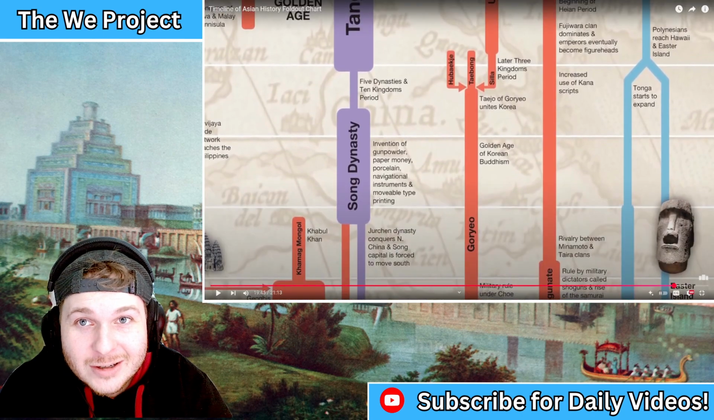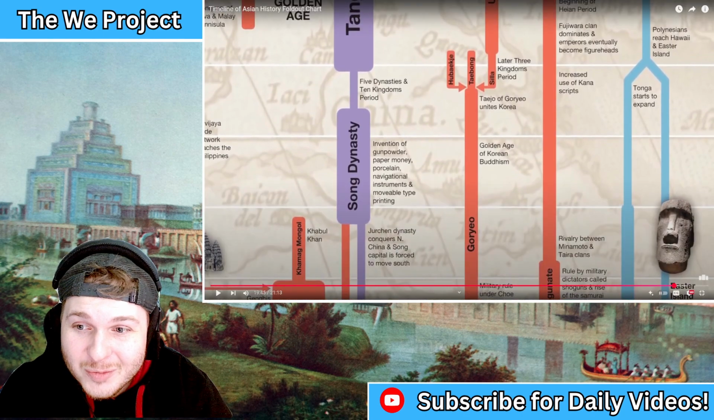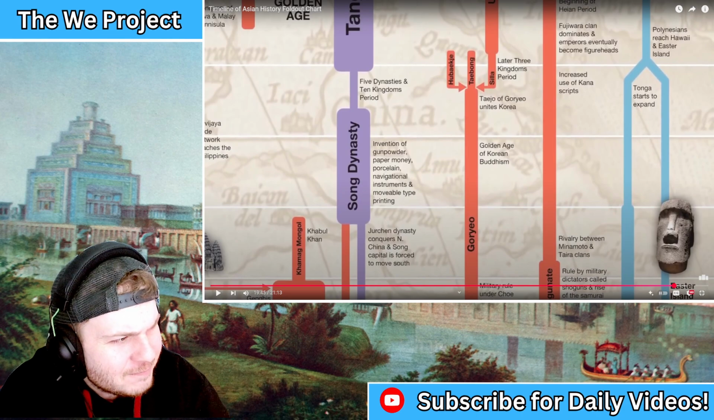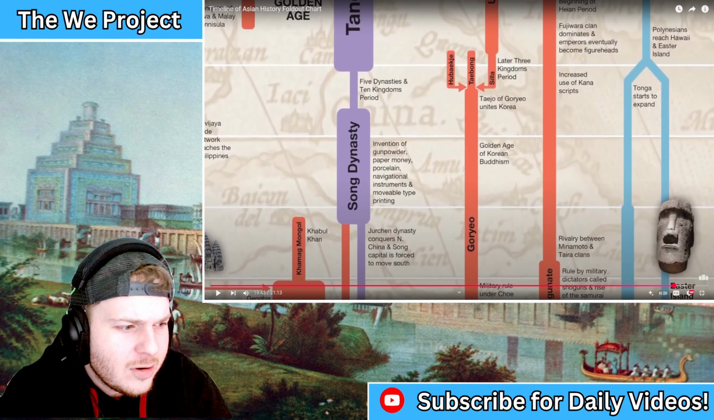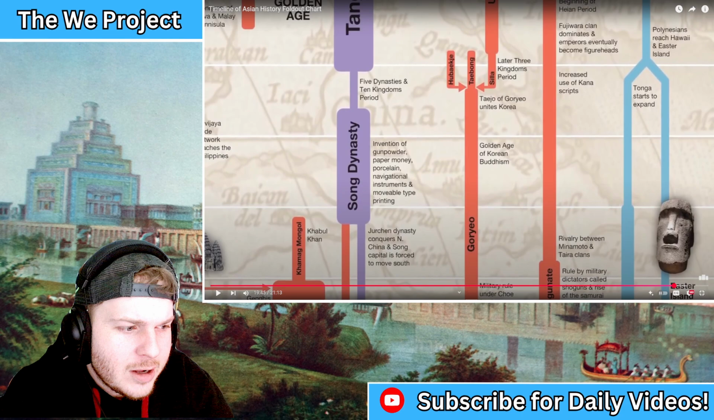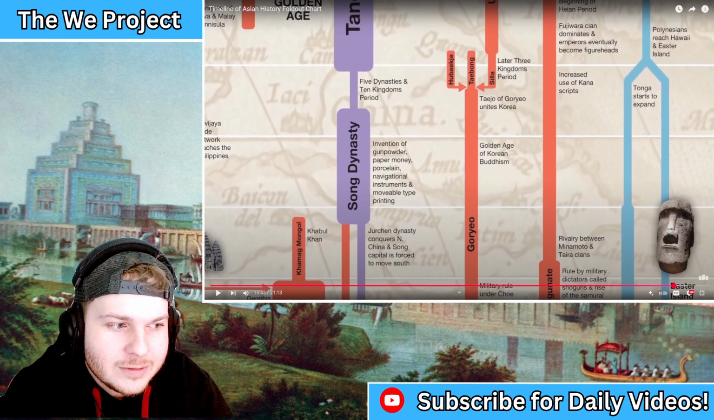Is Hawaii... or what continent is Hawaii in? That's an interesting thing to talk about. What continental plate is it part of?